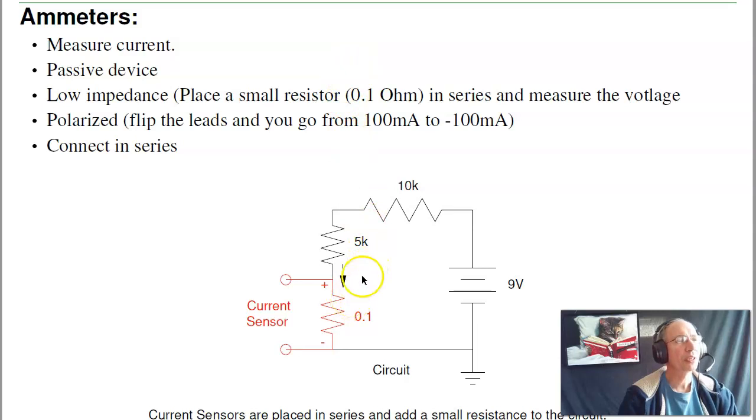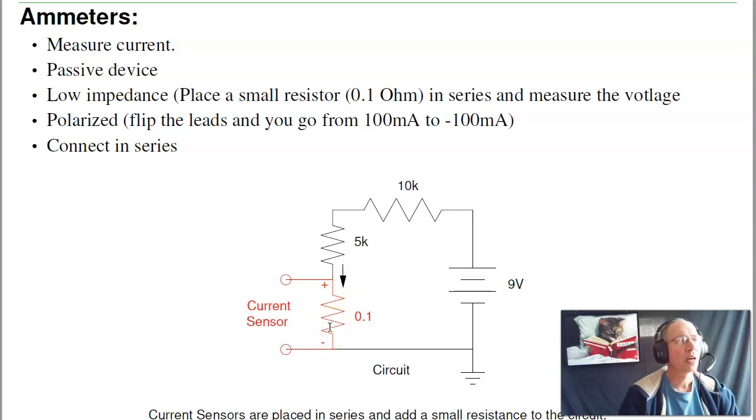Ammeters measure the current through a device. To get an ammeter to work, what I have to do is take the circuit, cut the circuit, put the ammeter in series, and then measure the current flow. Again, this is also a passive device. The way it's typically built is an ammeter has a very low resistance, say 0.1 ohm or 0.01 ohm, that I add to the circuit. That 0.1 ohm does change the value of the circuit, but it's small enough not to change it too much. I can now measure the voltage across this 0.1 ohm resistor and calculate the current.